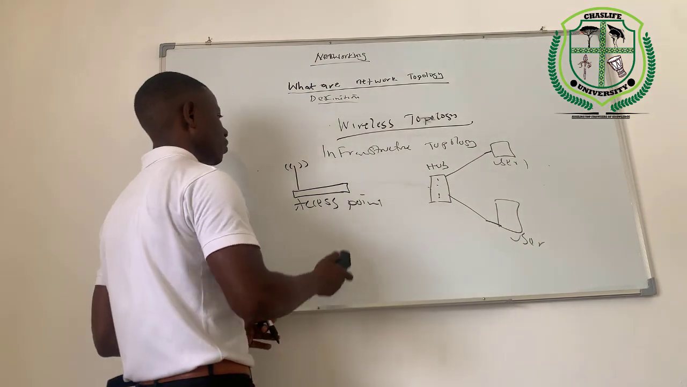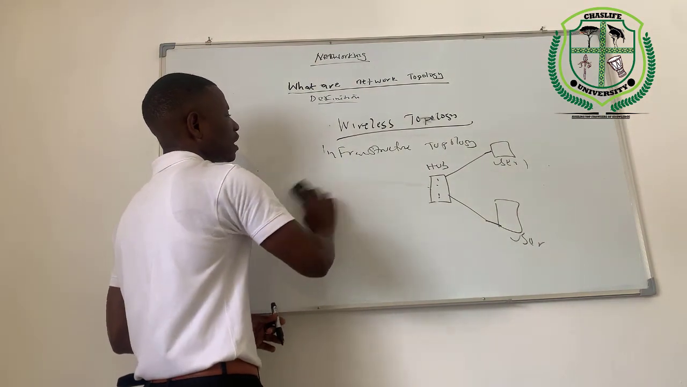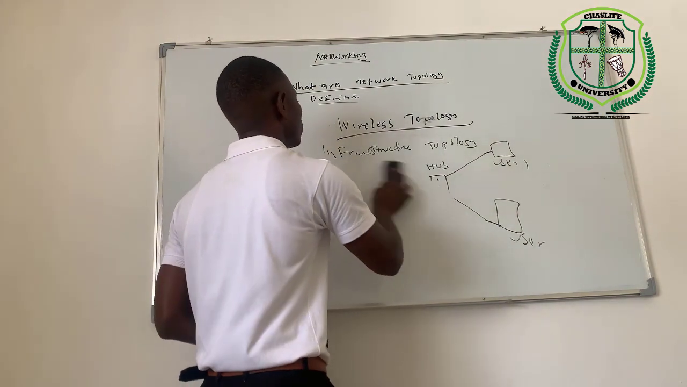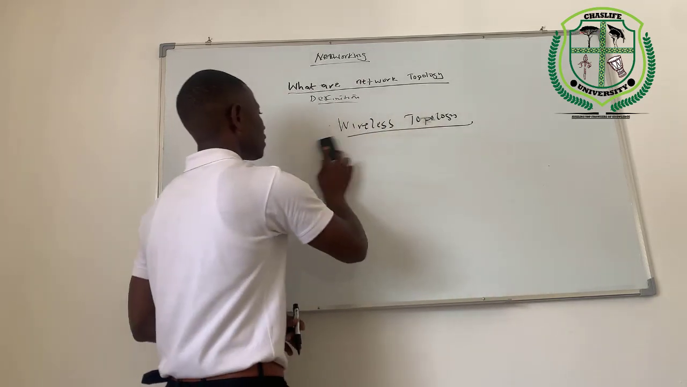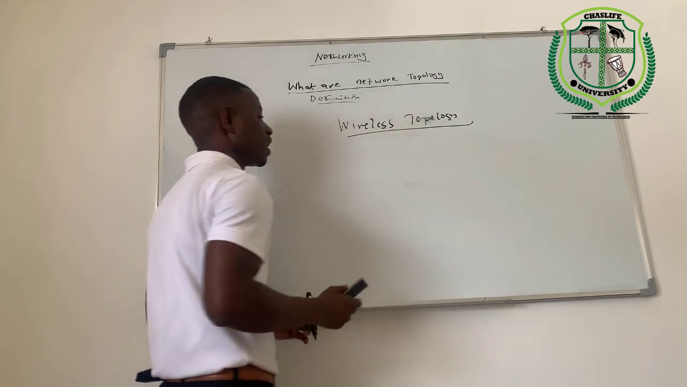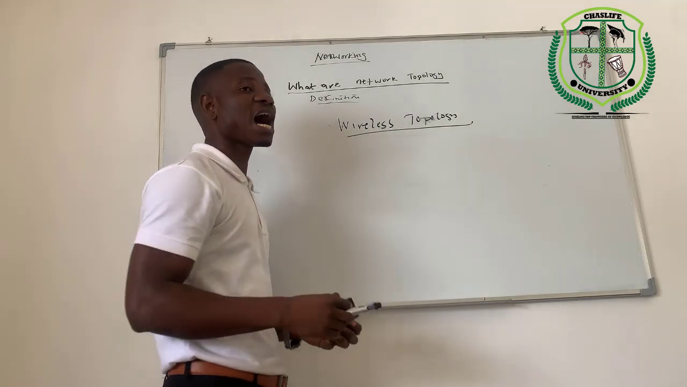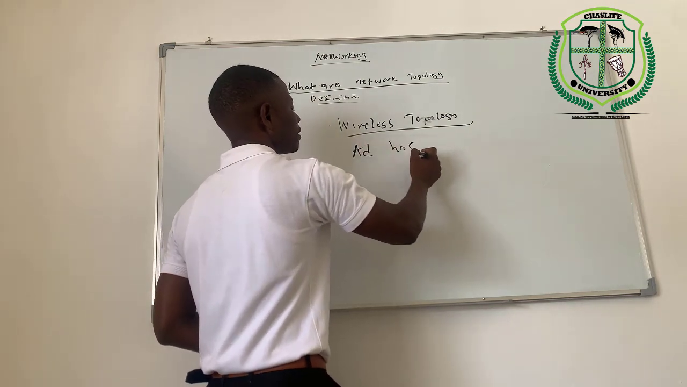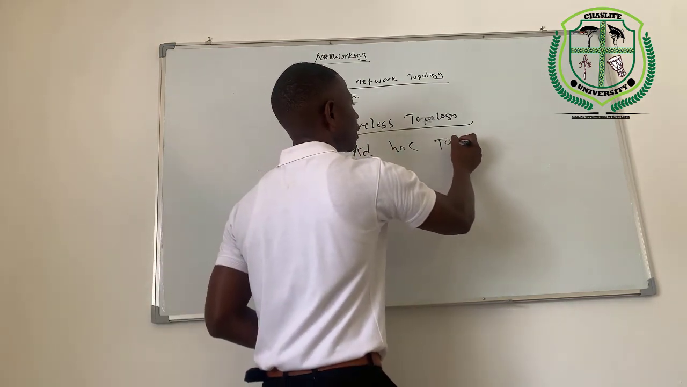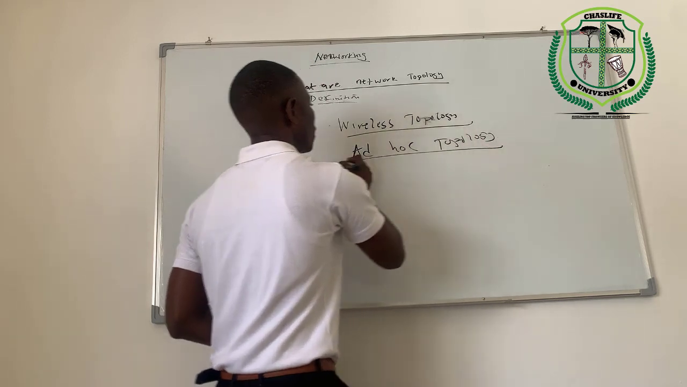Okay, definition. Now we proceed by looking at another wireless topology. Another wireless topology is ad hoc. So we have the ad hoc topology.